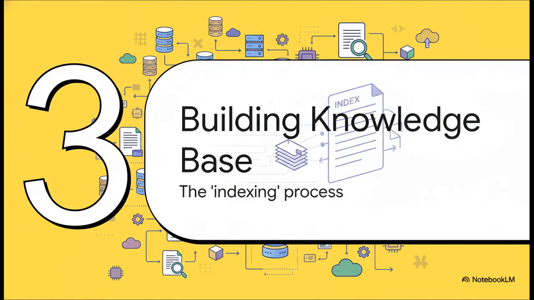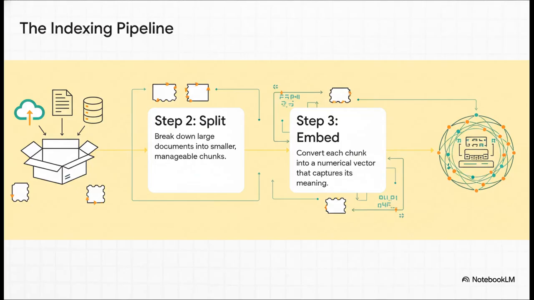So before our RAG system can start answering questions, we obviously need to give it that library to pull from, right? This is a one-time setup job we call indexing. It's all about preparing our knowledge source. Now, this indexing process, it's a pipeline with a few crucial steps. We start by loading up our documents.